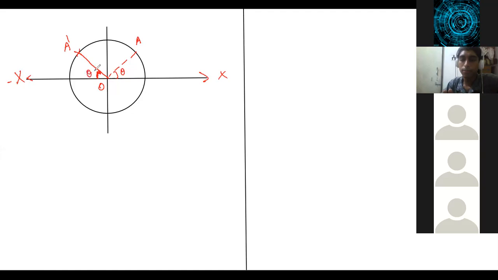What will this angle XOA dash be? So 180 minus theta. Yeah, very good. It will be 180 minus theta. Okay, you guys understood? It will be 180 minus theta. Now just keep that in your mind. Now think about it.